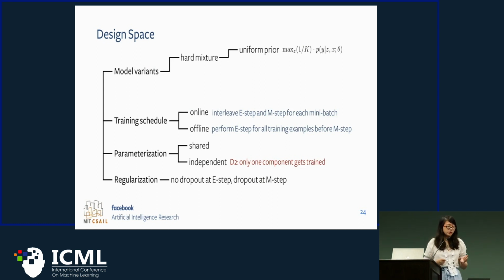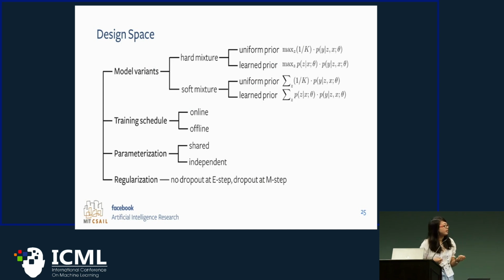Moreover, we just introduced a particular variant of mixture model, the hard mixture with uniform prior. We can also include a learned prior, or go back from the maximum to the full summation to get a soft mixture. The different combinations of these design choices can lead to different model performance. Let's now systematically evaluate them and see what insights we can get for how to successfully train mixture models.